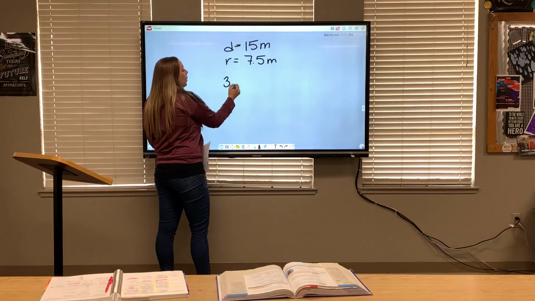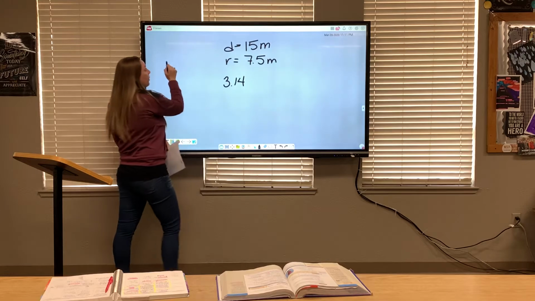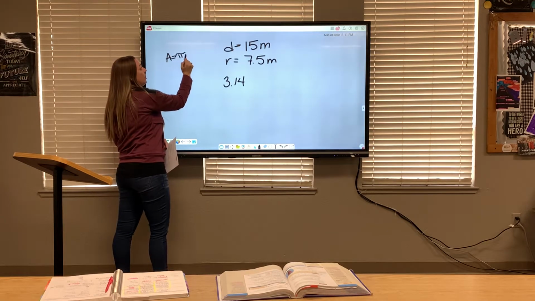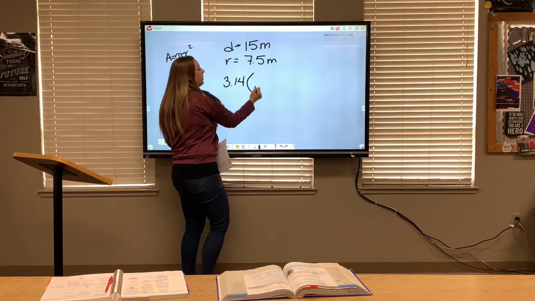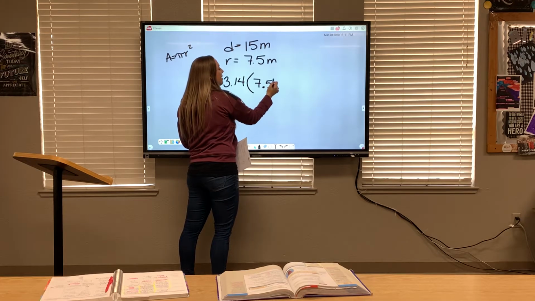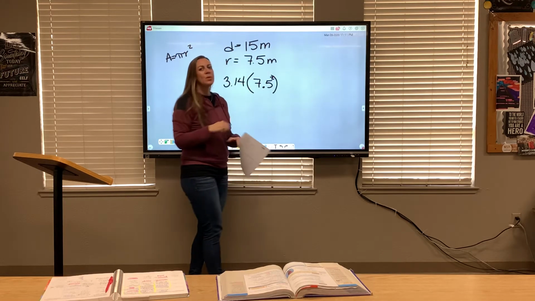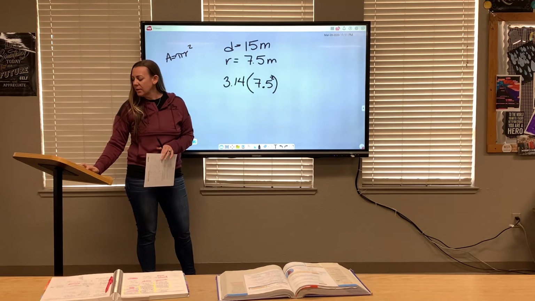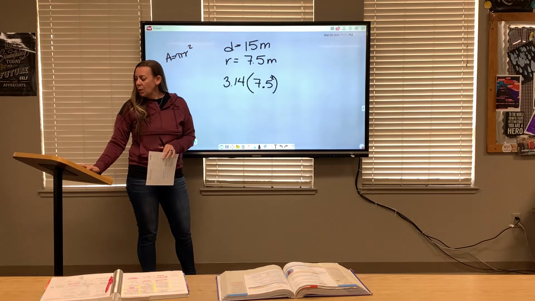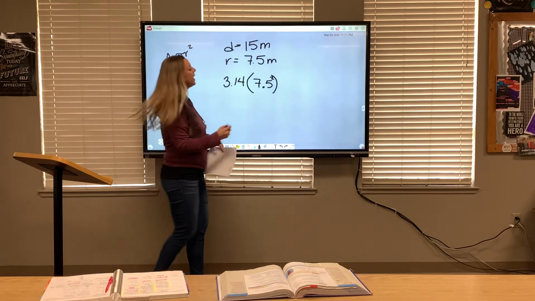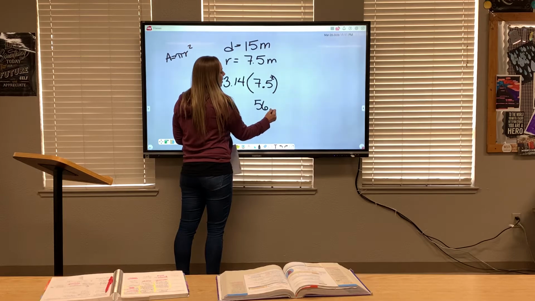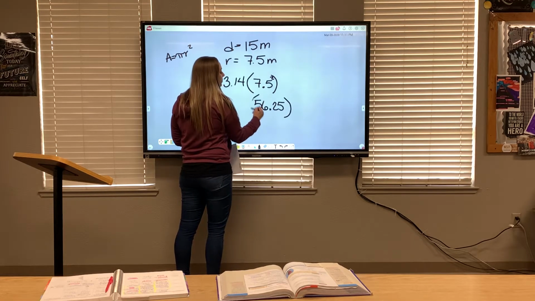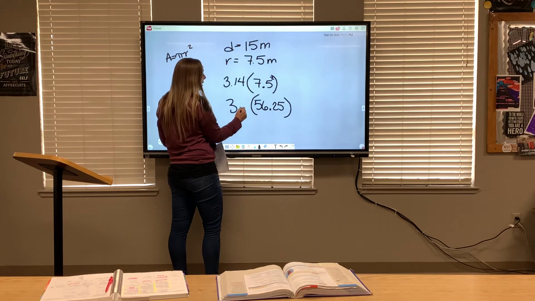So 3.14, remember my area is pi r squared. So 3.14 times 7.5 squared. 7.5 squared is a little bit harder to do. So I'm gonna go ahead and do that on my calculator here, and I get 56.25. I still wanna multiply that by pi.